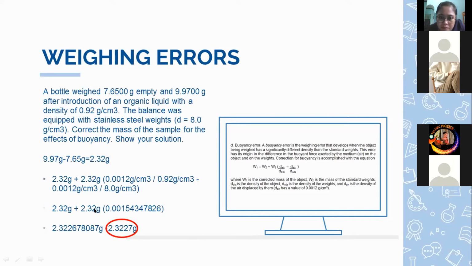So 2.32 grams multiplied by 0.00154347826 plus 2.32 grams is equal to 2.322678087, or 2.3227. So therefore, the correct buoyancy is 2.3227.